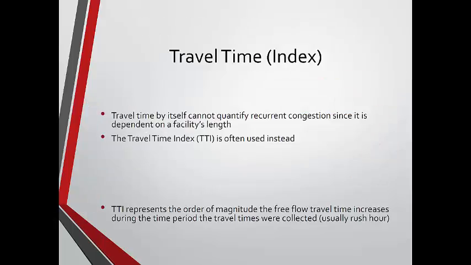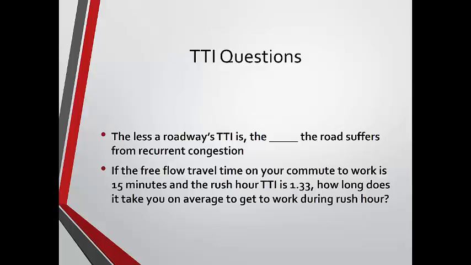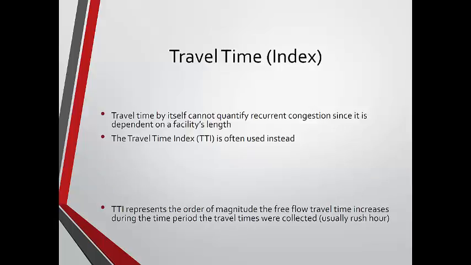The first metric is the travel time index, and that is simply the order of magnitude that the free flow travel time increases during the time period the travel times are collected, for example, during rush hour. So if I look at the average during the peak period and divide that by the average during the free flow period, that will tell me what my travel time index is. We don't use travel time by itself because that would be dependent on the length of the section we're looking at. We want to make this metric independent of the geographic size.